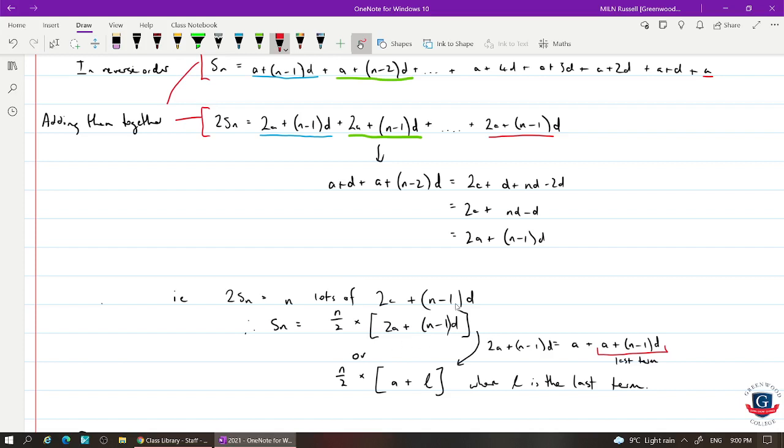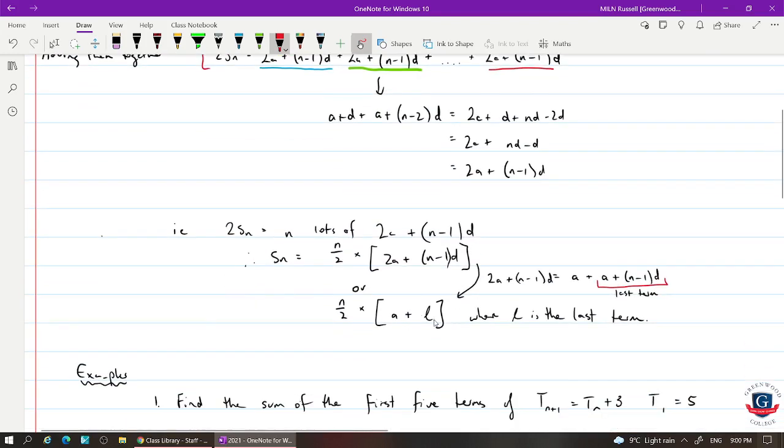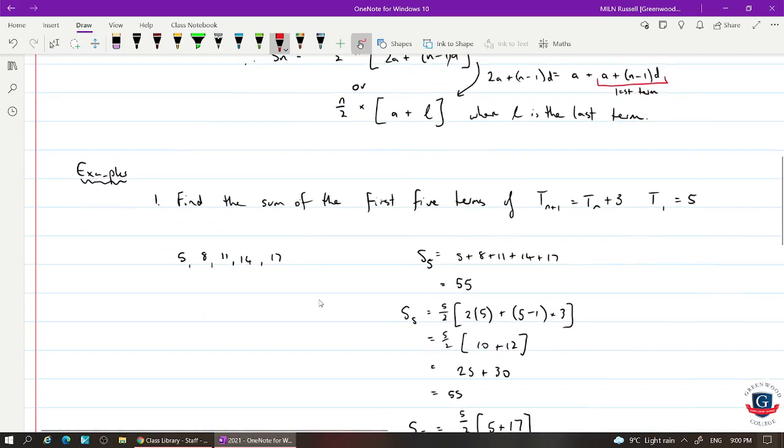Now, there's another little clever thing here. 2a plus (n minus 1)d is very like this last term definition. In fact, all we have to do is add an a to the last term. So if we take the last term, add a to it and multiply it by n over 2, we will get the sum of the arithmetic series. Clever stuff. Let's have a look at an example.